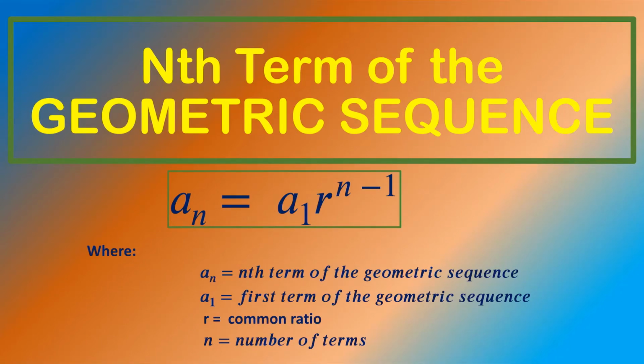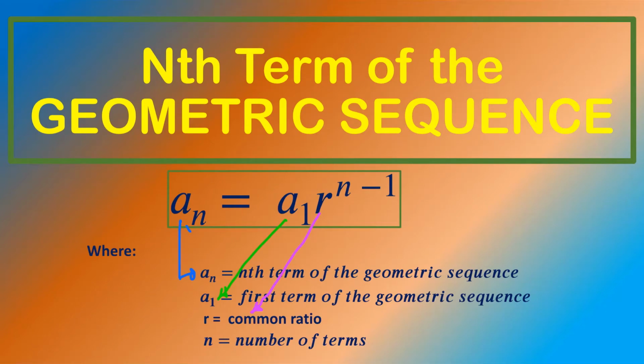In this video, you will learn how to solve for the nth term of the geometric sequence. To solve for the nth term, we're going to use the formula a sub n equals a sub 1 times r raised to n minus 1, where a sub n is the nth term of the geometric sequence, a sub 1 is the first term, and r is the common ratio.